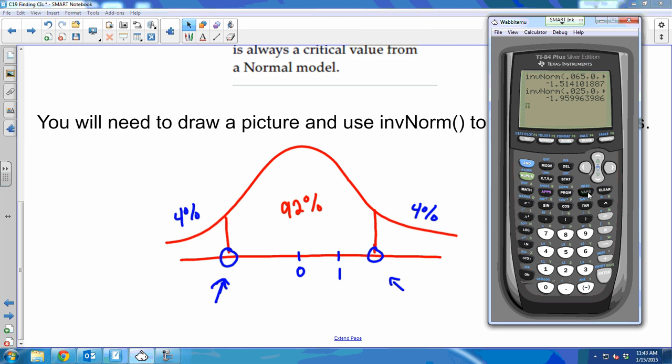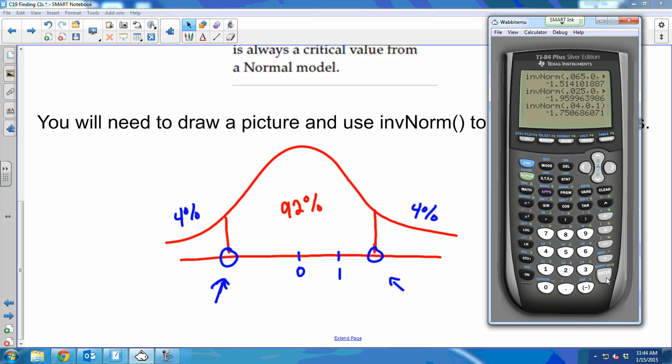So we go to inverse norm. We're using an area of 0.04. It reads from left to right. The mean is 0 and standard deviation is 1. You're not putting in your p hat and your standard error there. Critical values are coming from this standard normal model. Okay?